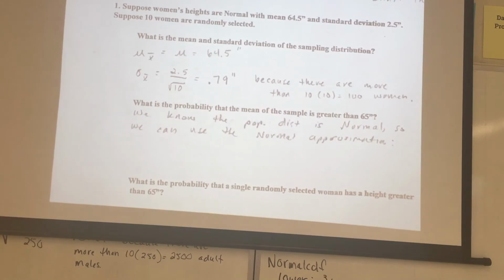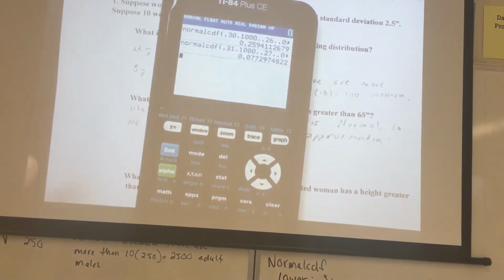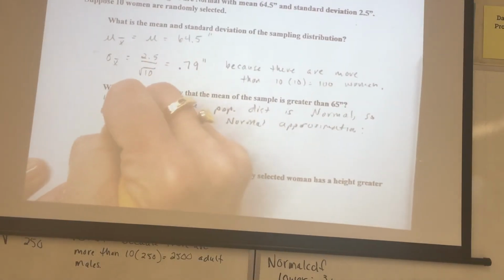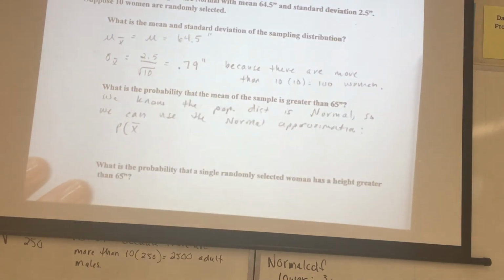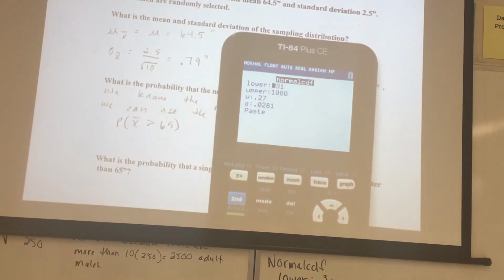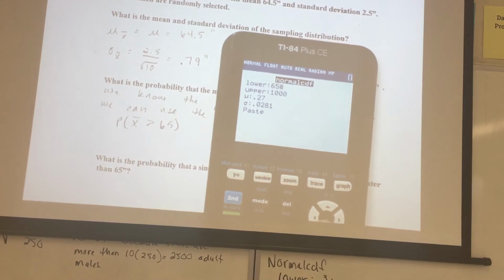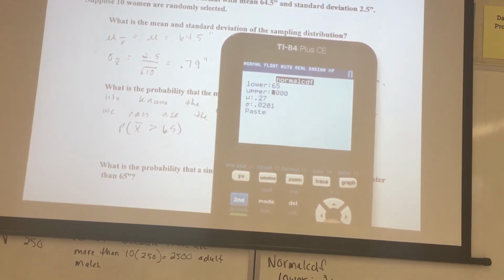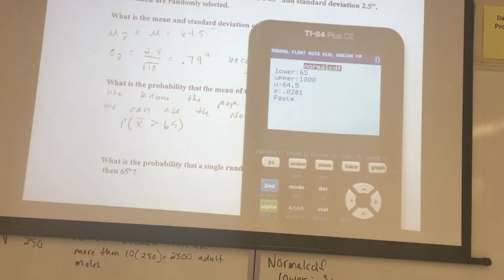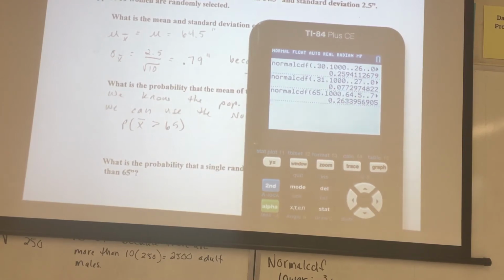All right, I'm going to my calculator. Normal CDF. I'm trying to find the probability that X bar is going to be greater than 65 inches. So I'm going to go to my normal CDF. 65 will be my lower bound. Something big will be my upper bound. The mean is 64.5, and the standard deviation was 0.79. So I'm looking at about 0.26.